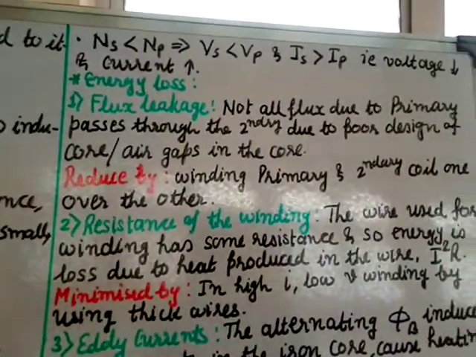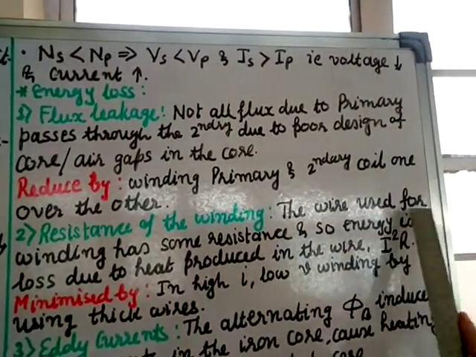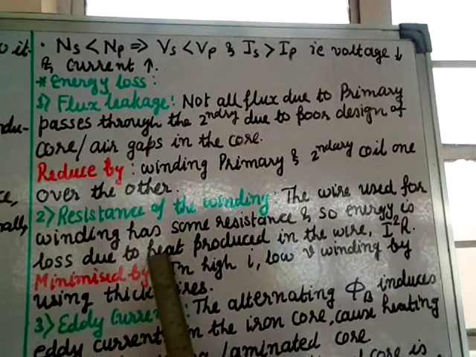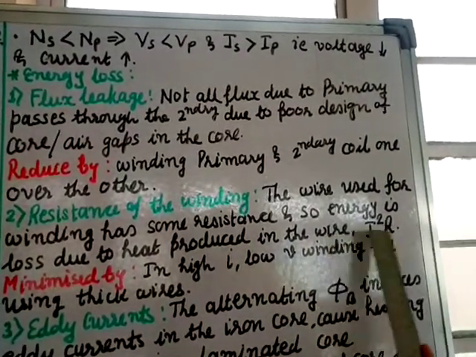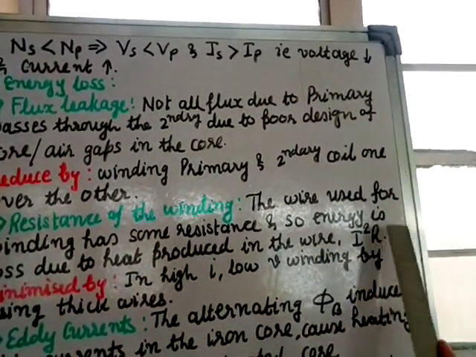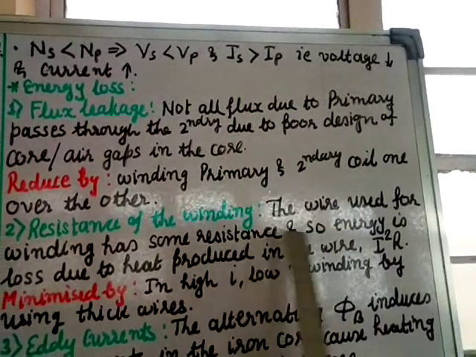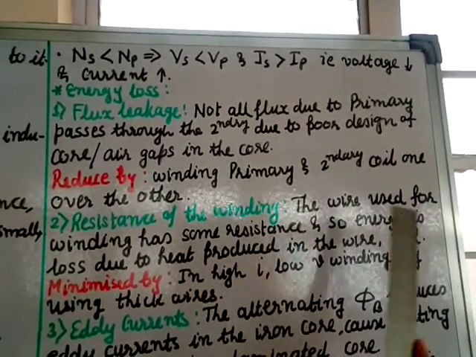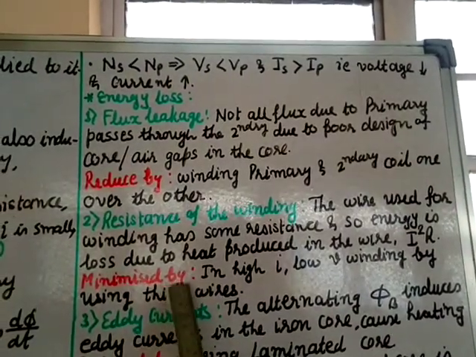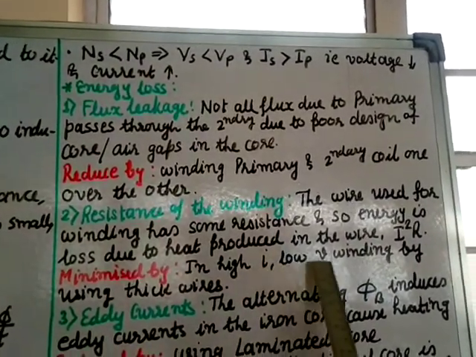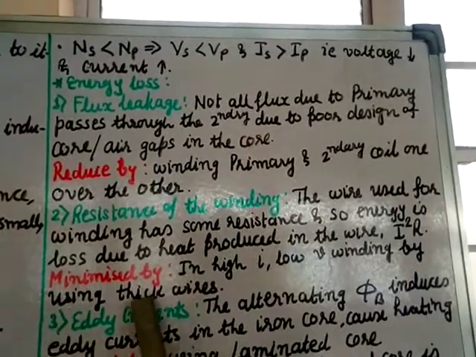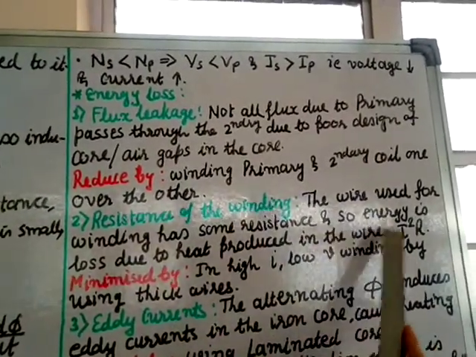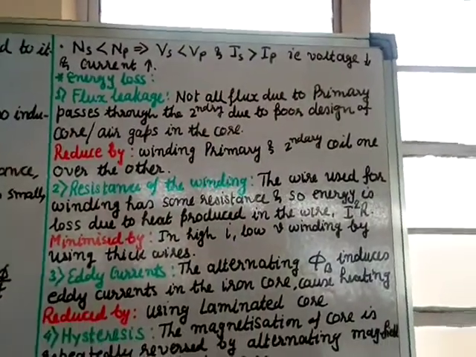Number 2, resistance of the winding. The wire used for winding has some resistance and so energy is lost due to heat produced in the wire. This is Joule's heating, I square R. So the wire which is used has resistance, therefore energy is lost because of heating of the wire. Now how to reduce it? Minimize it in high current, low voltage winding by using thick wires. So if you use thick wires, this loss of energy can be reduced.